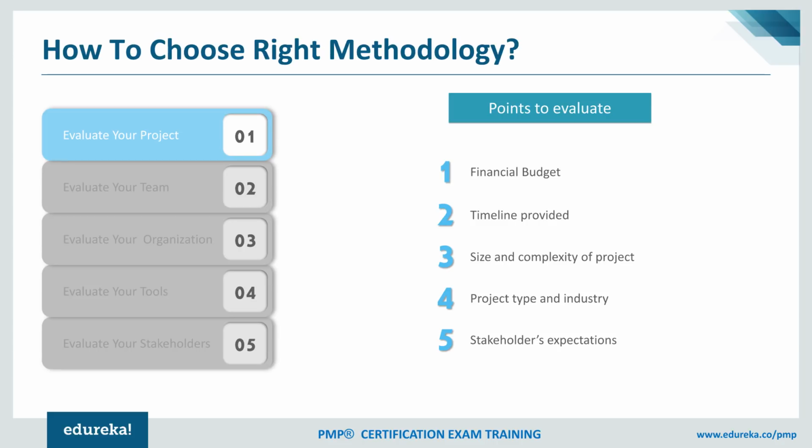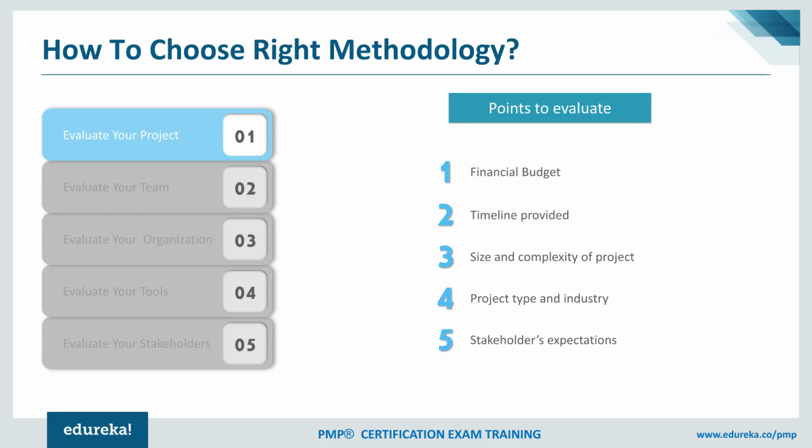So starting with the project. When you're working on a project, how would you choose the right methodology? There are various things under project that we think about. One is, of course, financial budget. So what's your budget? That's also very, very useful. Your timelines, size and complexity of the project, project type and industry, stakeholders' expectations.